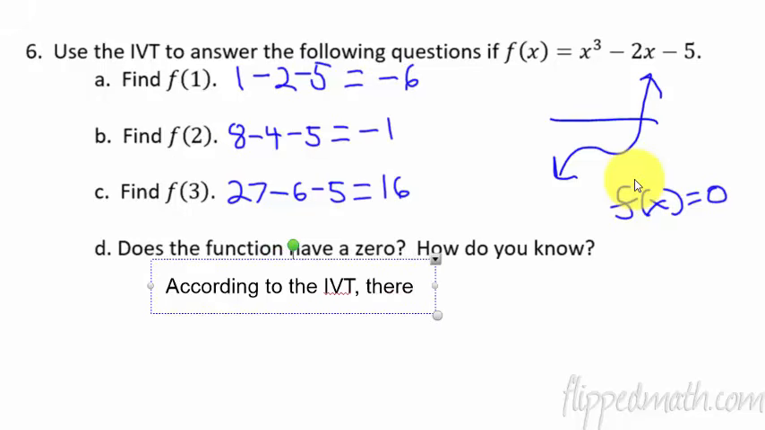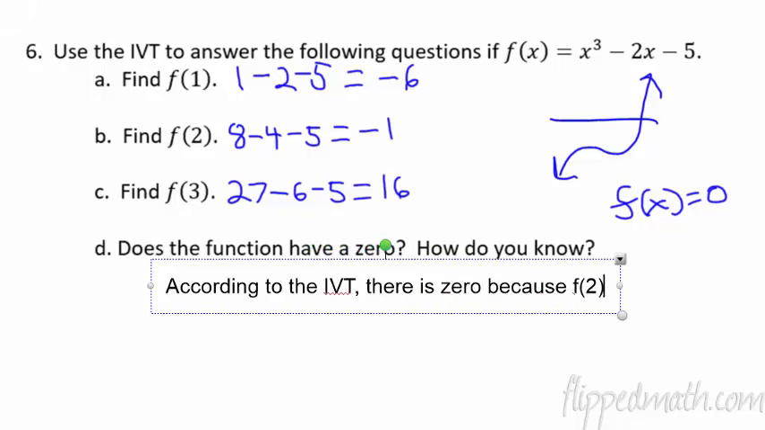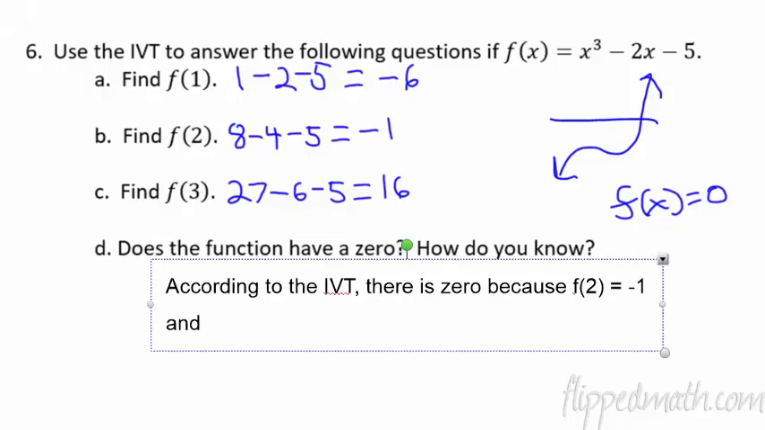I should have probably put at the very beginning of the problem that this is continuous, because you have to know it's continuous, but we already stated earlier in the notes that polynomial functions are continuous. So, because the IVT, intermediate value theorem, only works if it's a continuous function. So, according to the intermediate value theorem, there is a 0 because f of 2 equals negative 1 and f of 3 equals 16.